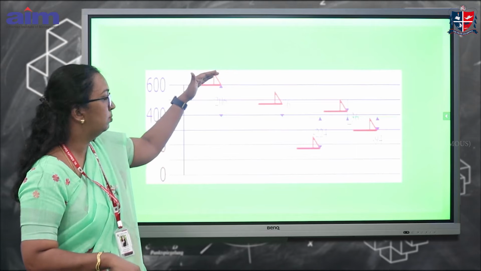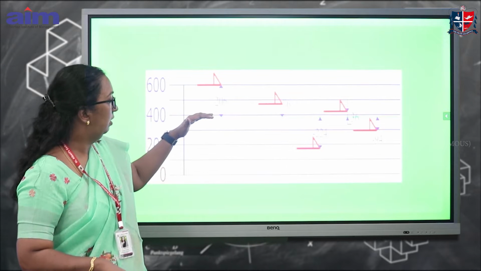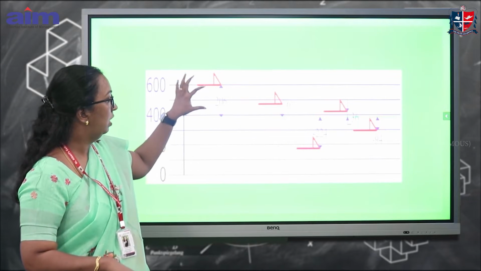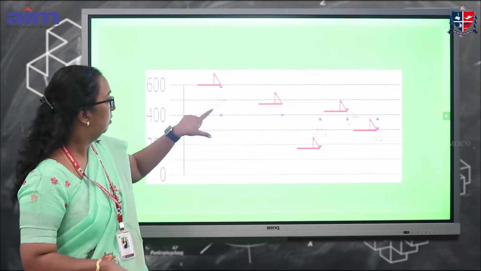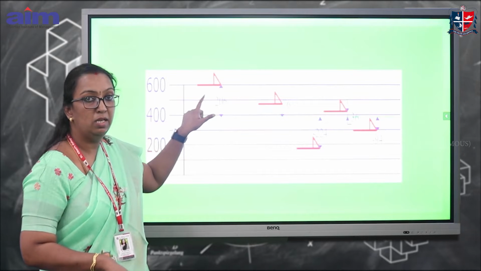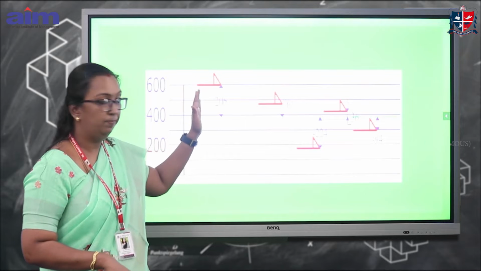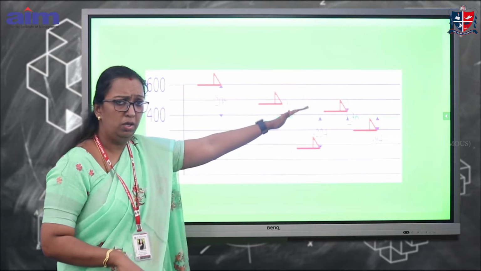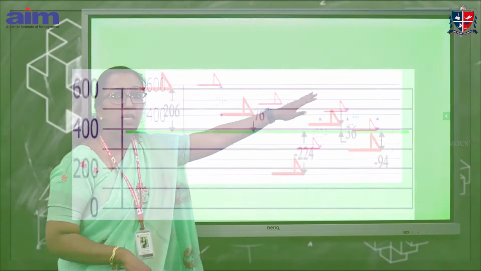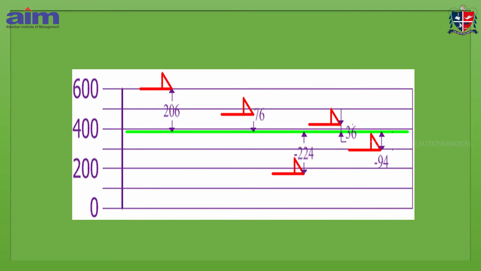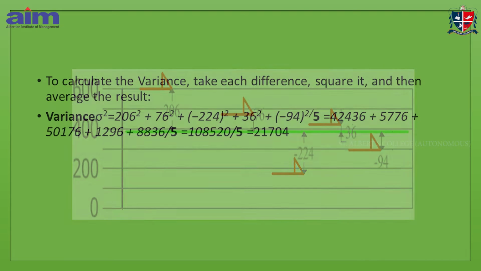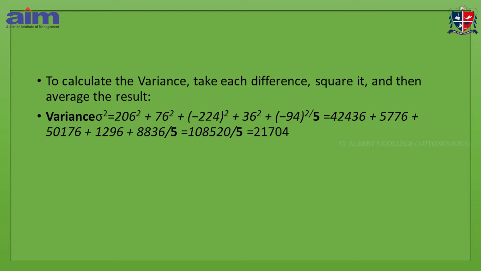Say for example, this is my dog, and from the mean line, my dog has a variation of 206 millimeter from the mean height. Similarly, you are trying to find out what is the difference from the mean height. So to calculate the variance, you take each difference and square it, and then take the average of the result. So you'll get the variance.